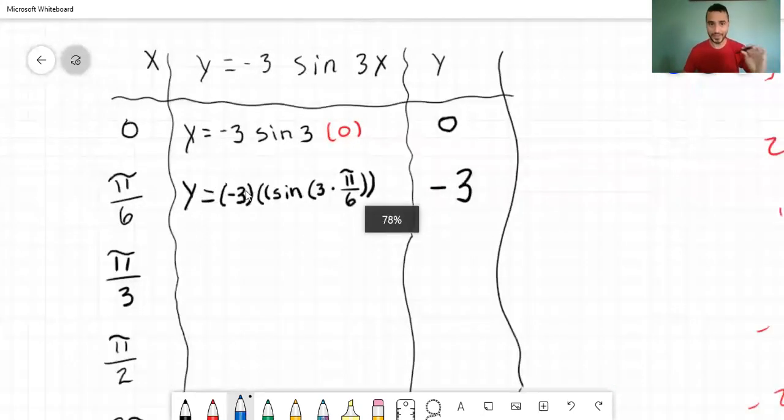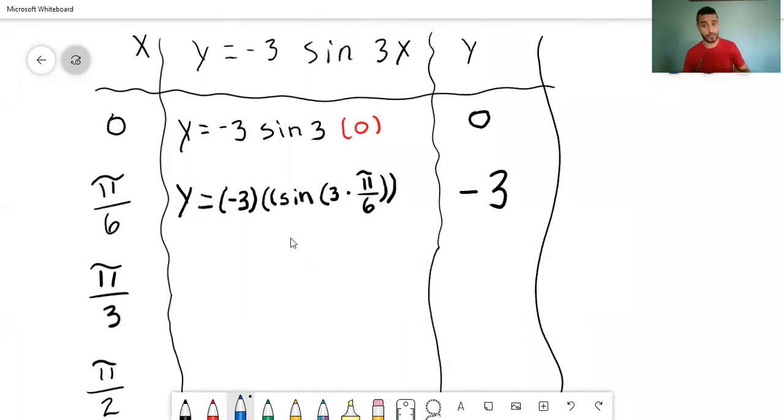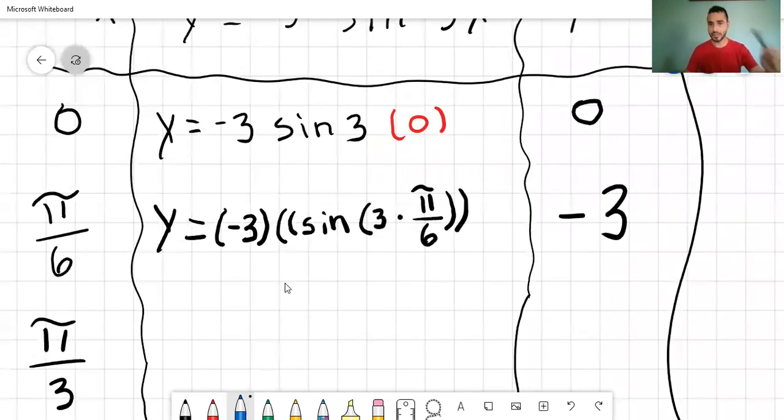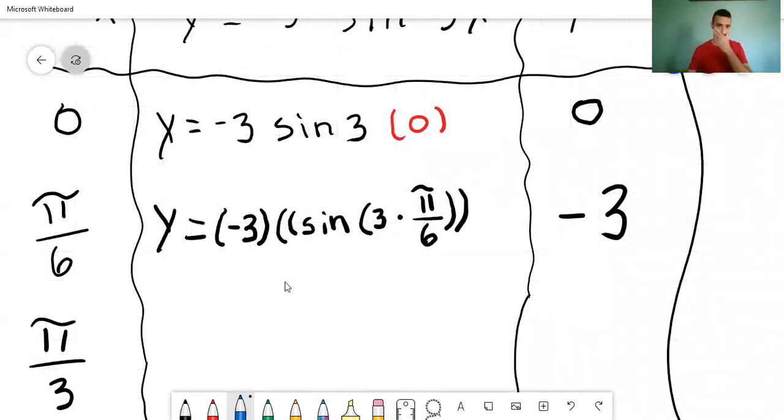Now, here is the part where I want you to be ready with your calculators. And this is exactly what we're going to do. The first one is already done. The first one and the second one are done for you.